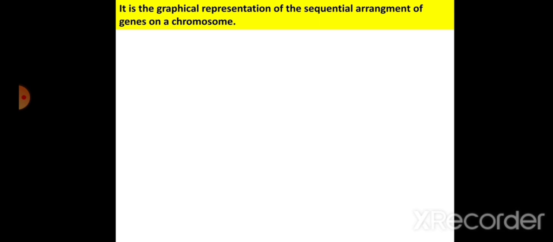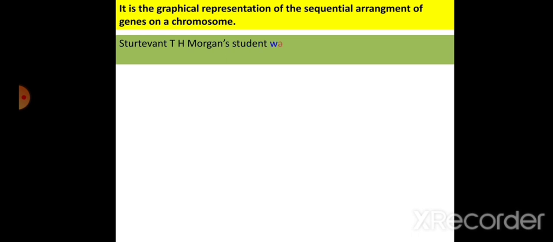If we are visiting any unknown place, then definitely we'll carry a road map, or we'll take the help of a Google map nowadays. Similar to that, to understand the arrangement of the genes, we have a gene map. So let's try to understand its definition. Gene map is the graphical representation of the sequential arrangement of the genes on the chromosome. So at what distance genes are arranged on the chromosome, if that is represented, then it is called a gene map.